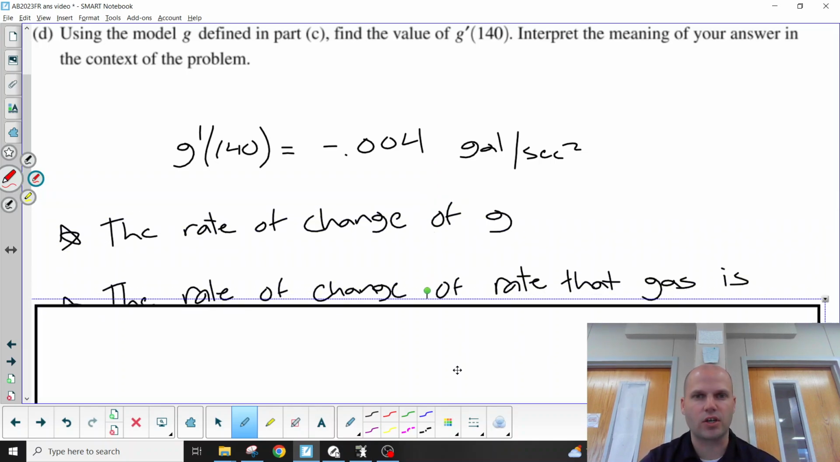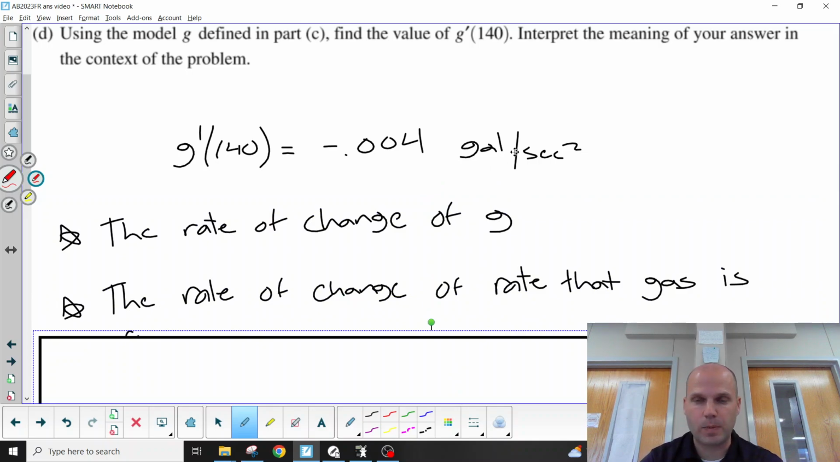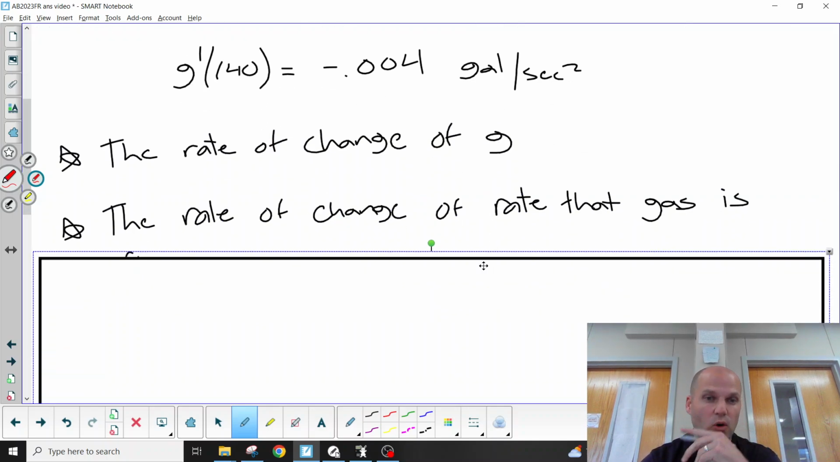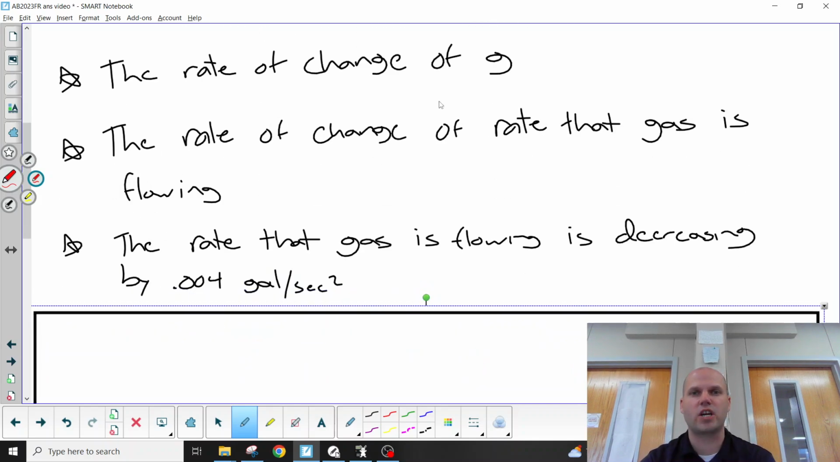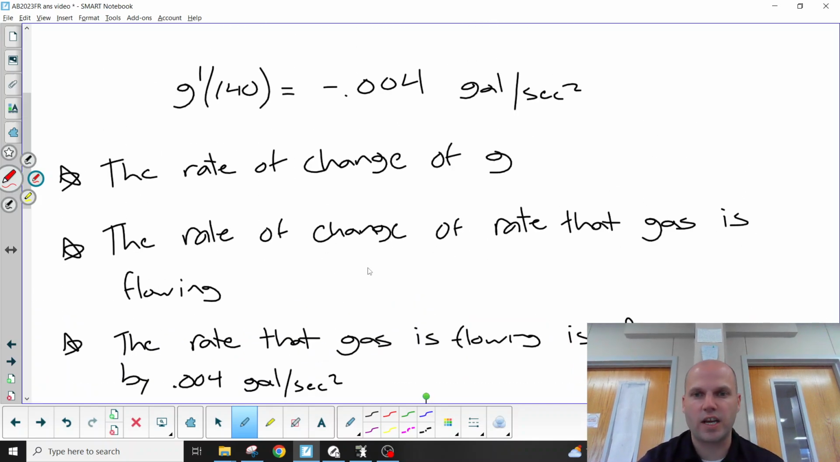Interpret the meaning of your answer. It is in gallons per second squared. It's an acceleration. Don't say acceleration, though, because we're not talking about motion. Just say it is the rate of change of G. It's the rate of change of the rate that gas is flowing. Or you could say the rate that gas is flowing is decreasing by 0.004 gallons per second.